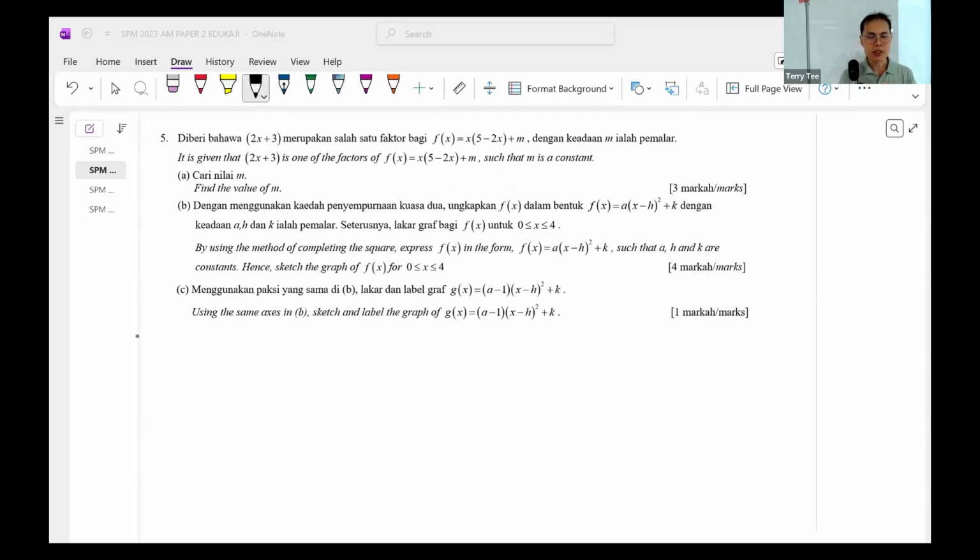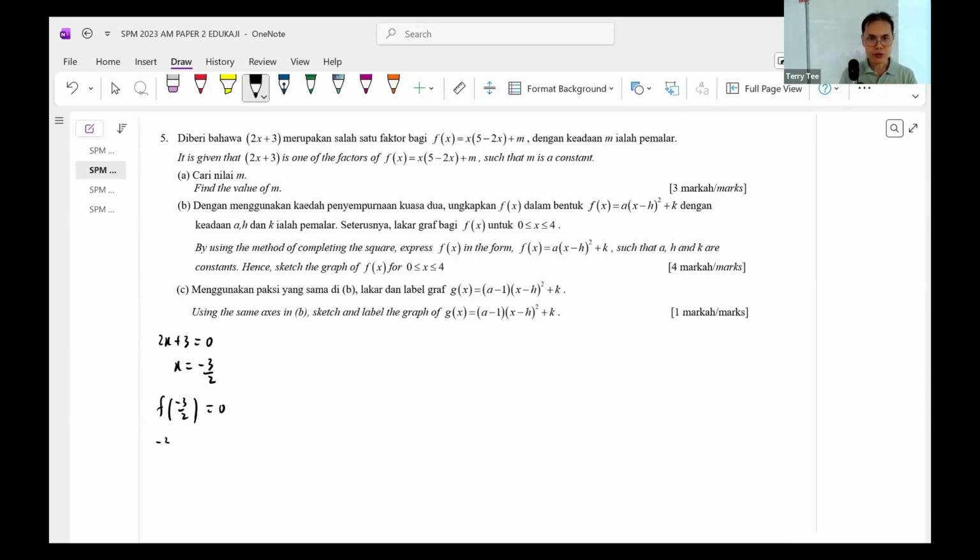Okay, what do I mean? Maybe you think of it this way. 2x plus 3, let it be 0. If this is a factor, this is the root, -3/2. So you take this, you substitute -3/2 inside, and the whole thing becomes 0. It is a solution, it is a root. A root means a solution to an equation, which means when I substitute inside, the whole thing equals 0.